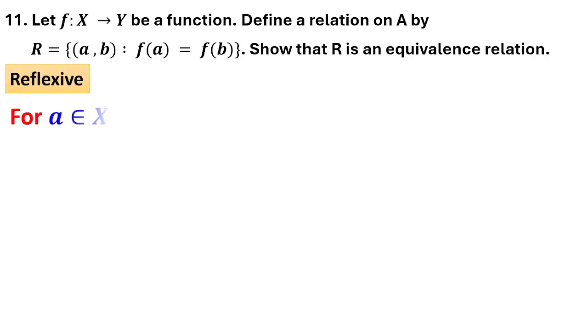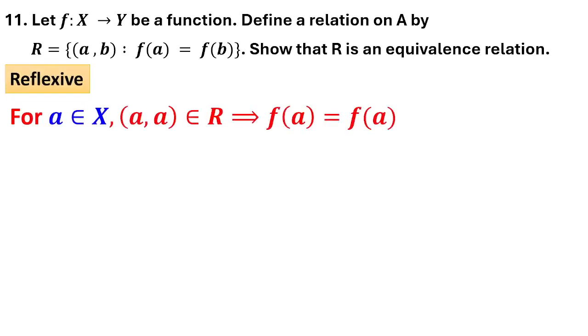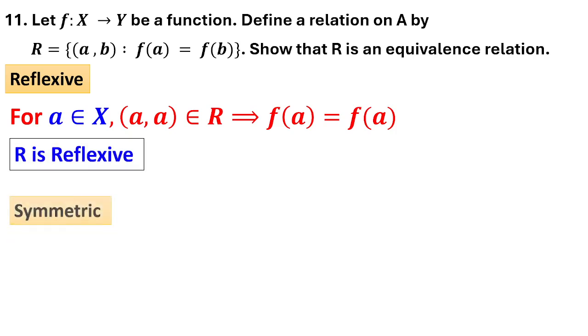Now let us go for reflexive. You take an element (a, a). You have to check whether it is in R, that is, a is related to a. Yes, f of a is equal to f of a. True. Therefore, it is reflexive. You write the statement and check whether it is true. If it is true or valid, it is there. Otherwise, no.